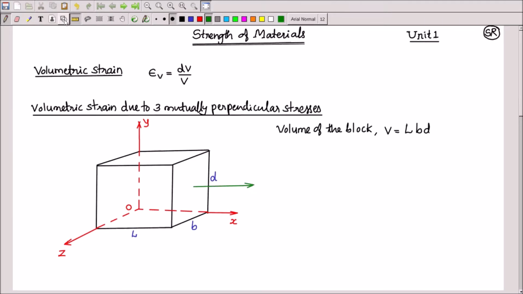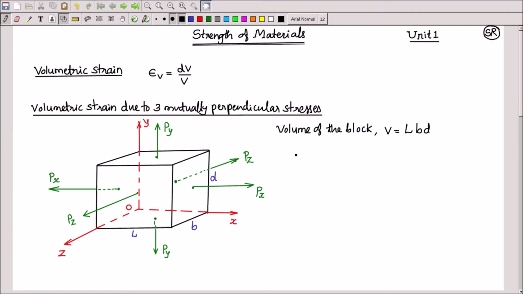Let us have a tensile load of Px on this face. Then the opposite face will have Px in the opposite direction like this. Let Py be the tensile load acting on this face. Then the opposite face will have Py in the opposite direction like this. Let Pz be the tensile load acting along z direction. Then the opposite face will have a force of Pz in the negative z direction like this.